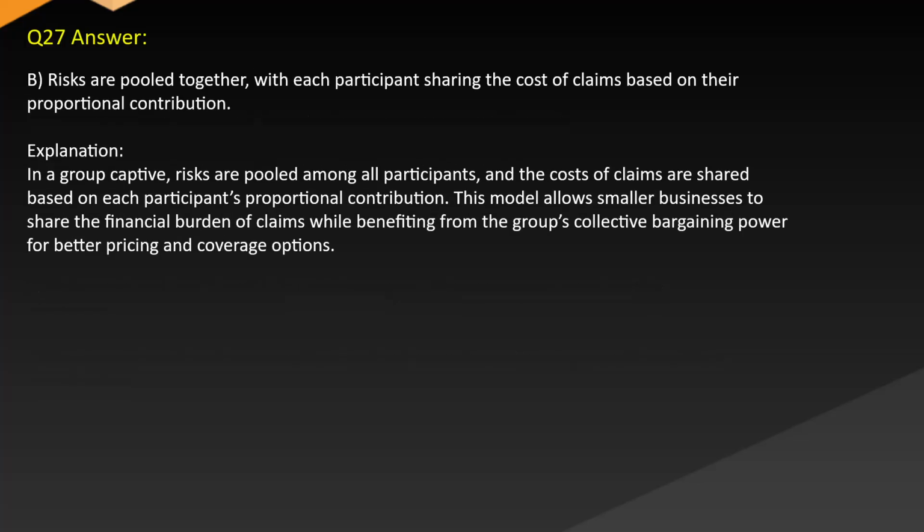Answer. B. Risks are pooled together, with each participant sharing the cost of claims based on their proportional contribution. Explanation. In a group captive, risks are pooled among all participants and the cost of claims is shared based on each participant's proportional contribution. This model allows smaller businesses to share the financial burden of claims while benefiting from the group's collective bargaining power for better pricing and coverage options.